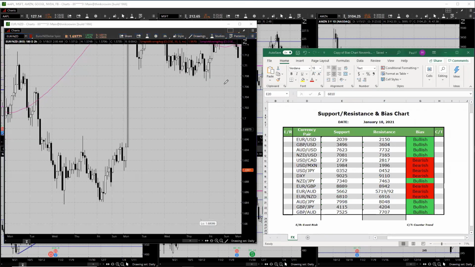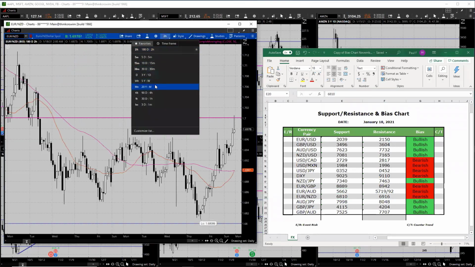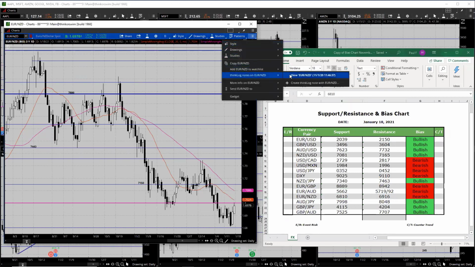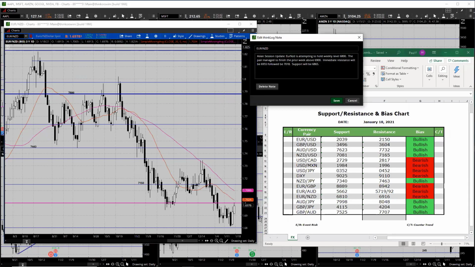On to the Euro Kiwi. The Euro Kiwi is attempting to hold weekly level of 68 even. You can see here the pair managed to finish the prior week above 69 cents. Immediate resistance will be 69.55, which we're above at this point, followed by 70.18. So that's what we're going with. It actually looks like we came close to tagging it too. So 70.18.